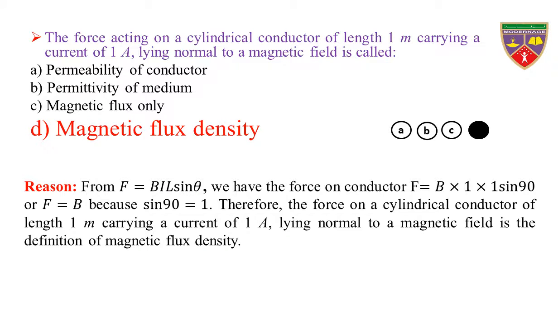Reason. From F is equal to BIL sine theta, we have the force on conductor. F is equal to B into 1 into 1 into sine 90, or F is equal to B, because sine 90 is equal to 1. Therefore, the force on a cylindrical conductor of length 1 meter carrying a current of 1 ampere lying normal to a magnetic field is the definition of magnetic flux density. Hence, the force is called magnetic flux density.